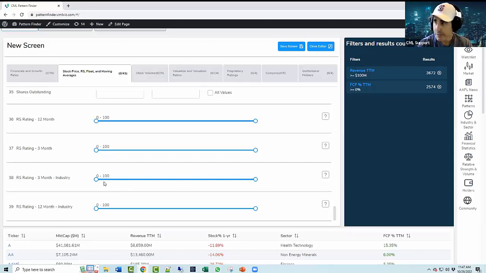Okay, I'm looking for strength. So let's just say I want to do relative strength of the last 3 months of at least 80. That means the top 80 percentile. Okay, that's pretty good strength.